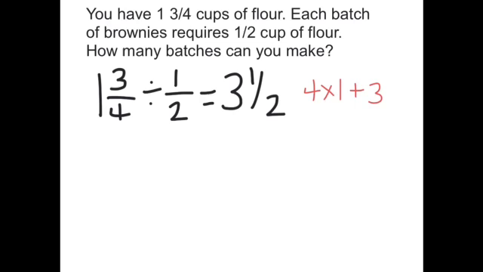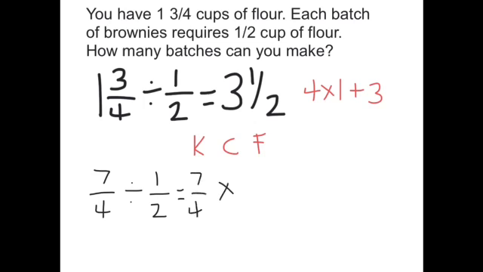Let's do the work down here. That's going to be 7/4 divided by 1/2. So remember, we're doing keep, change, flip. I've got to keep the first fraction, don't ask why, flip the second fraction, and multiply. So we're going to change to multiplication. 2 times 1 is our reciprocal.